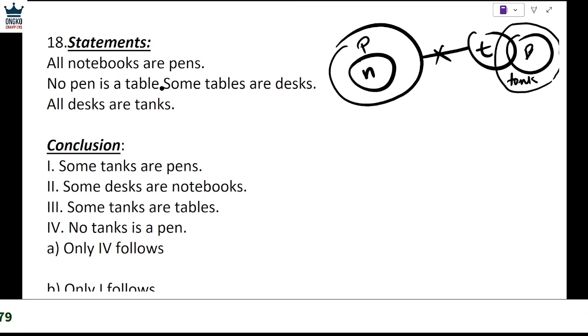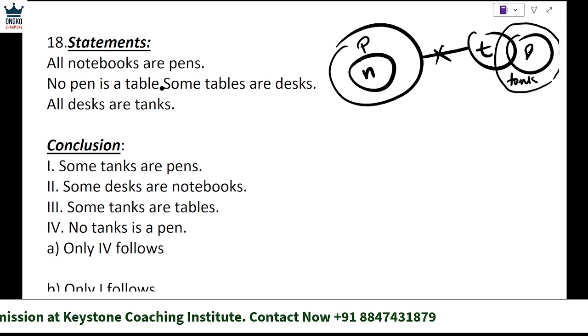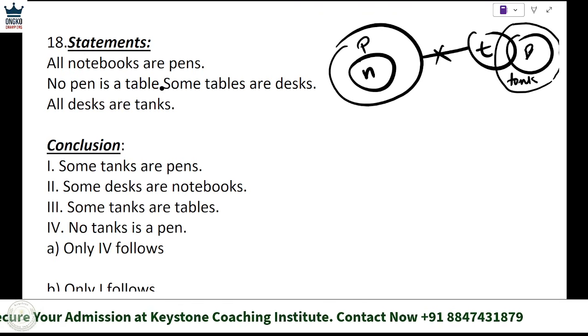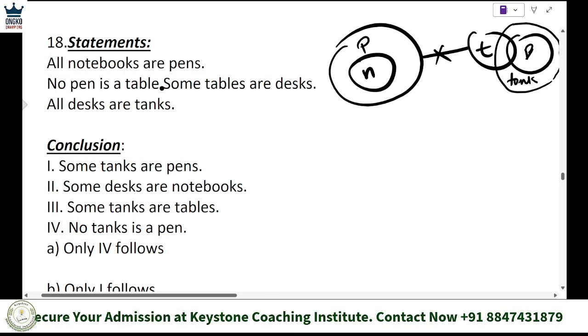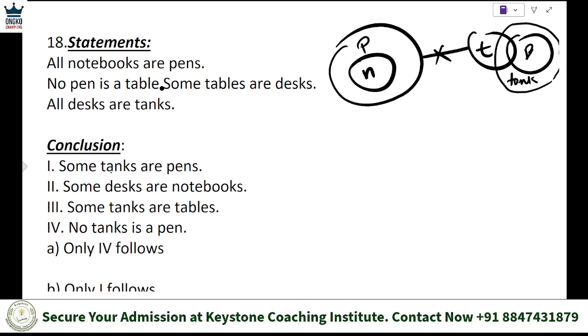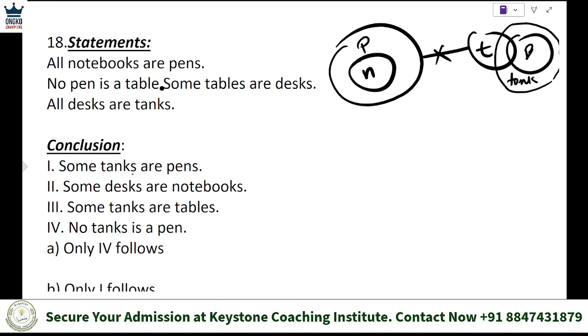We have two circles: one is tank, the other one is staple. So that's the diagram from the statements. Now the conclusions that we need to check. Conclusion 1: some tank are pen. So it is a positive form for us.